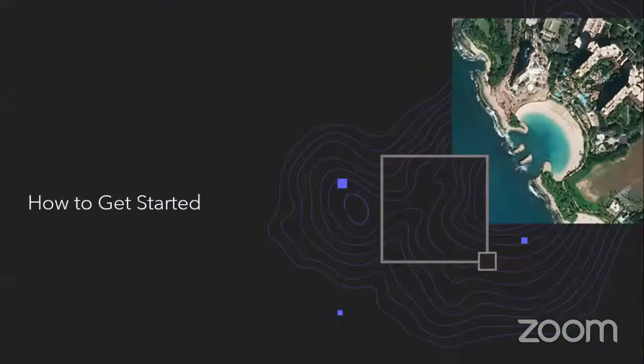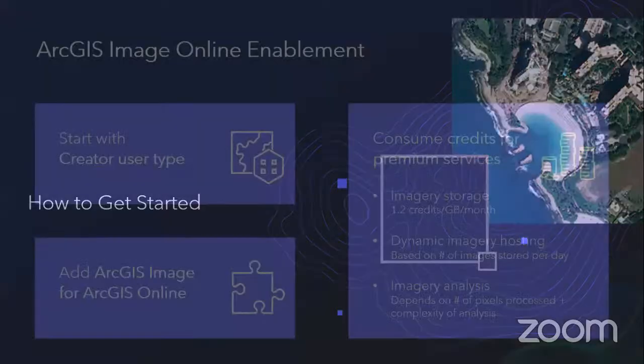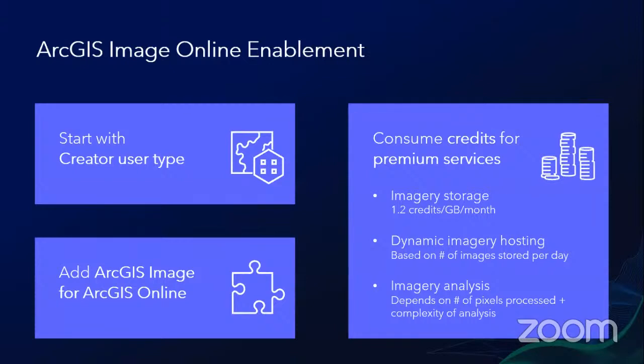So you might ask yourself, how do I now start with ArcGIS Image Online? This is easy because this is a software as a service offering, and there's nothing to deploy or install. All you need to do is have your login and have the appropriate license and user type to be able to get the ArcGIS Image capabilities for use within your organization. This requires that you have a Creator user type license, which gives you the power to create and publish services in ArcGIS Online.